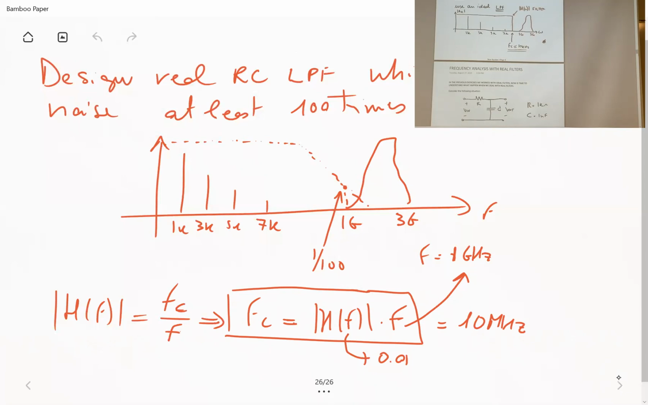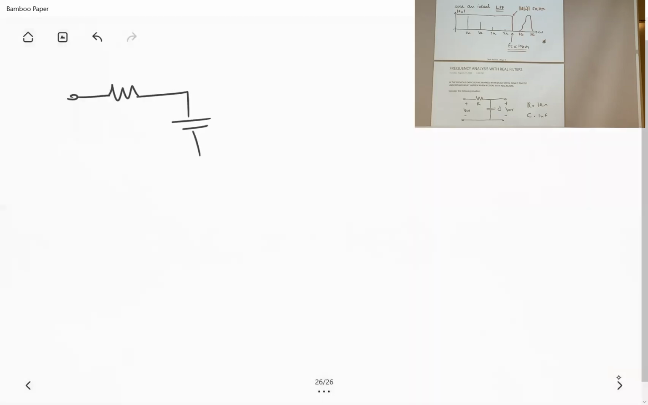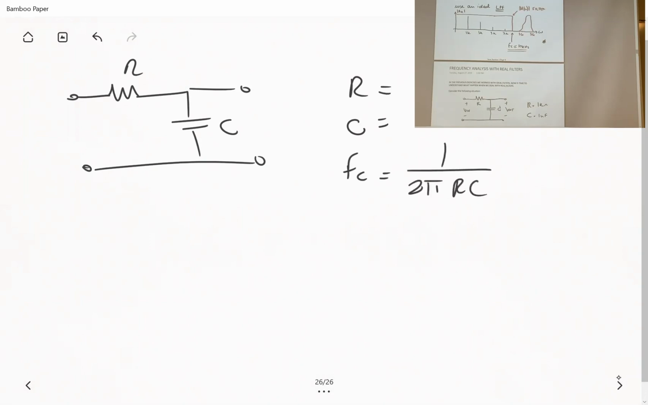Okay, but the problem is not finished because we designed the filter, but we have to choose the values for R and C, right? So fc is equal to 1/2πRC, and in this case we know it, which is 10 megahertz. So what values do we choose for R and C? What is the procedure to define the component values usually? What could be the best way? Should I start with R? Should I start with C? I already did one example like that, so hopefully, any guess?